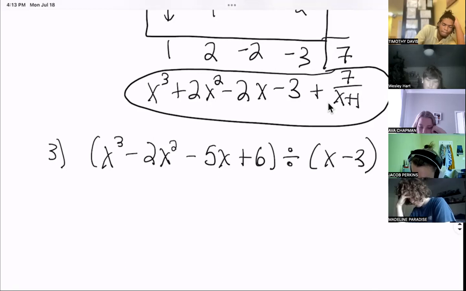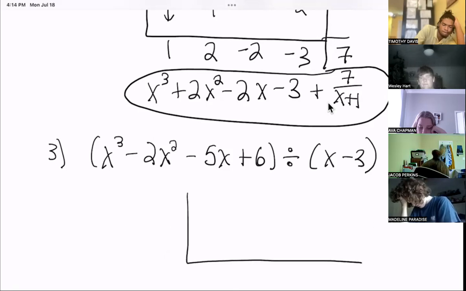Number 1, do I have all my powers? It starts with a 3. I have a 2. I have a 1. I have none. Beautiful. I have them all. I don't need a 0. I'm going to do my elongated divide, upside down divide sign. And I look over what I'm dividing by. I'm dividing by x minus 3. So it has to be the opposite sign. I'm going to divide by 3.